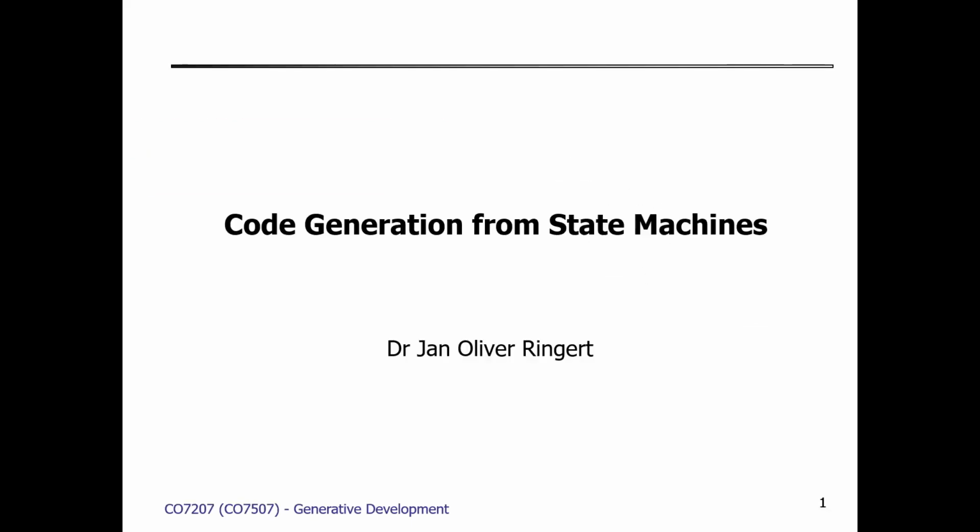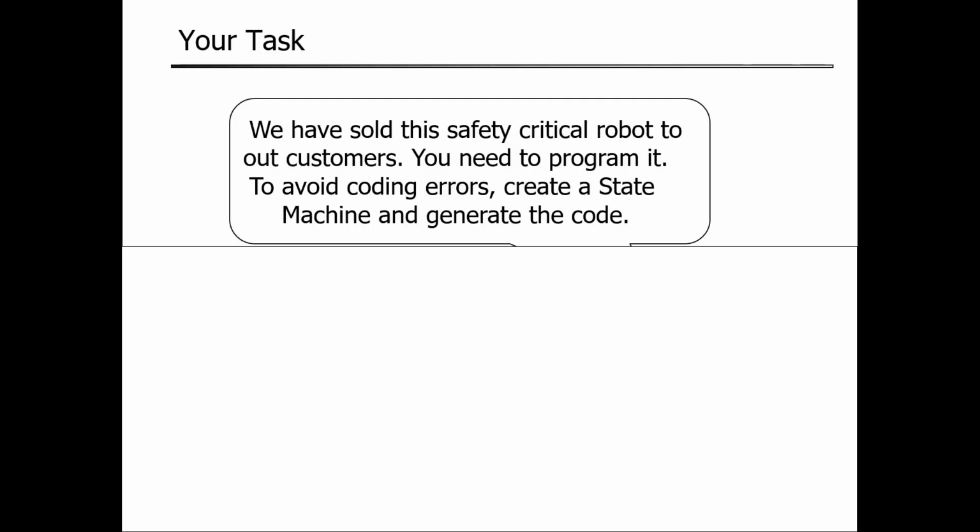And what we're going to do today is we have a task given to us by our boss, and our boss tells us that the company has basically sold some safety critical robot to some customers, but it is not programmed yet, and they want us to avoid programming errors, so kind of manual programming errors. So that is why we should use state machines and generate the code. There are of course a few reasons, and we discussed why we might use code generation. Also the models might be easier to read than the actual code and easier to check. So this is our task for today.